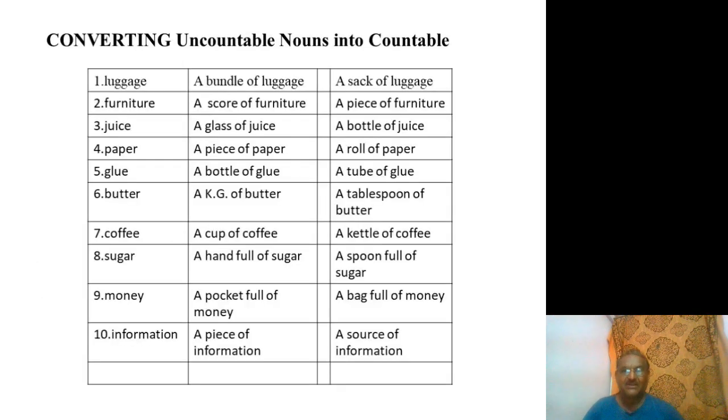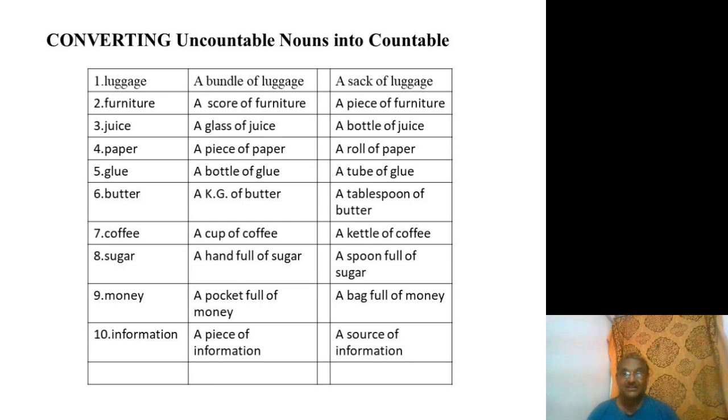So let's see this one. It's a wonderful table that is given here. Converting uncountable nouns into countables. Luggage. This is an uncountable noun. Can you convert this one into countable? We can convert by adding a countable noun before that. A bundle of luggage, or a sack of luggage. Furniture. A score of furniture, a piece of furniture.